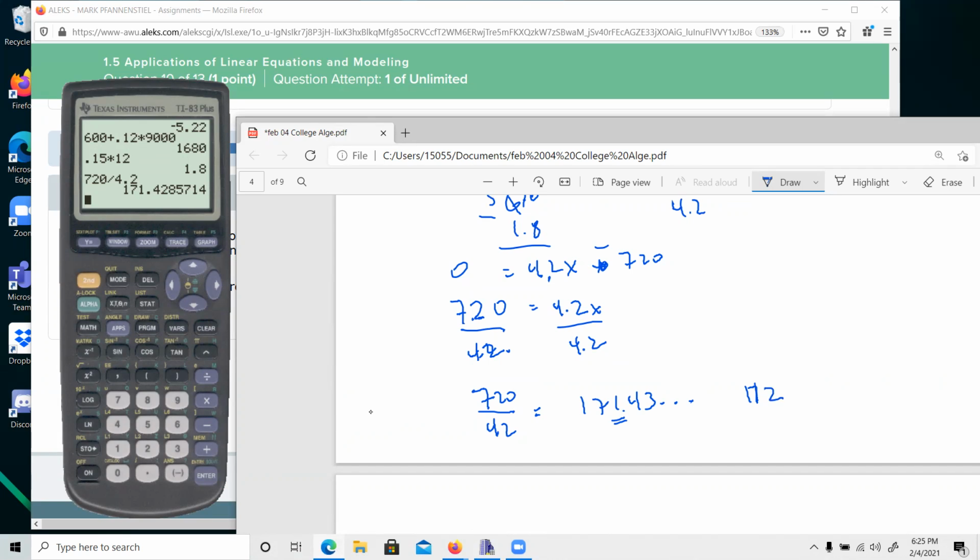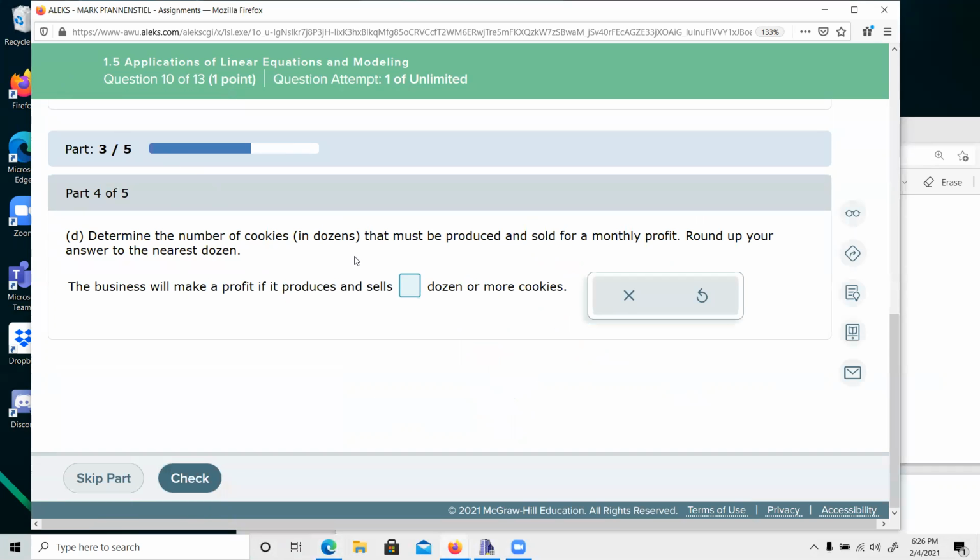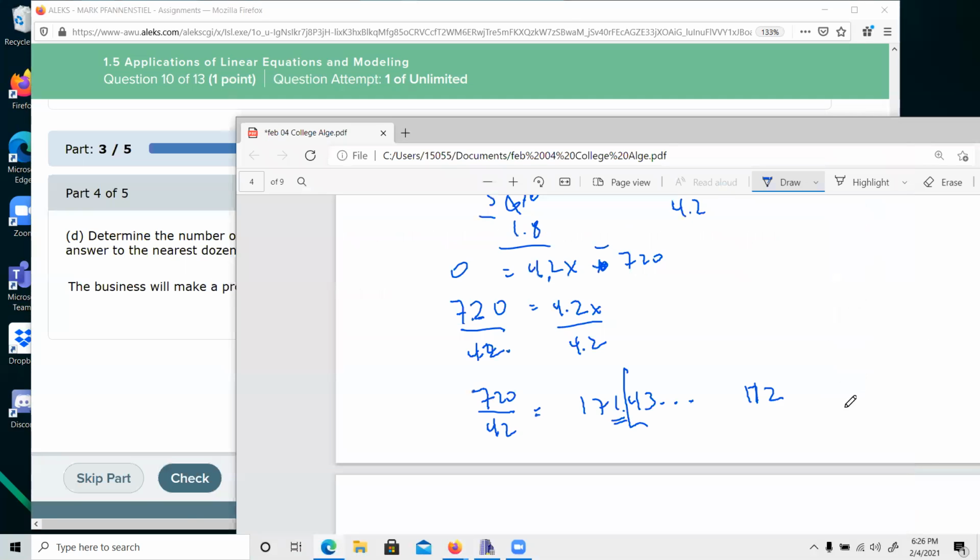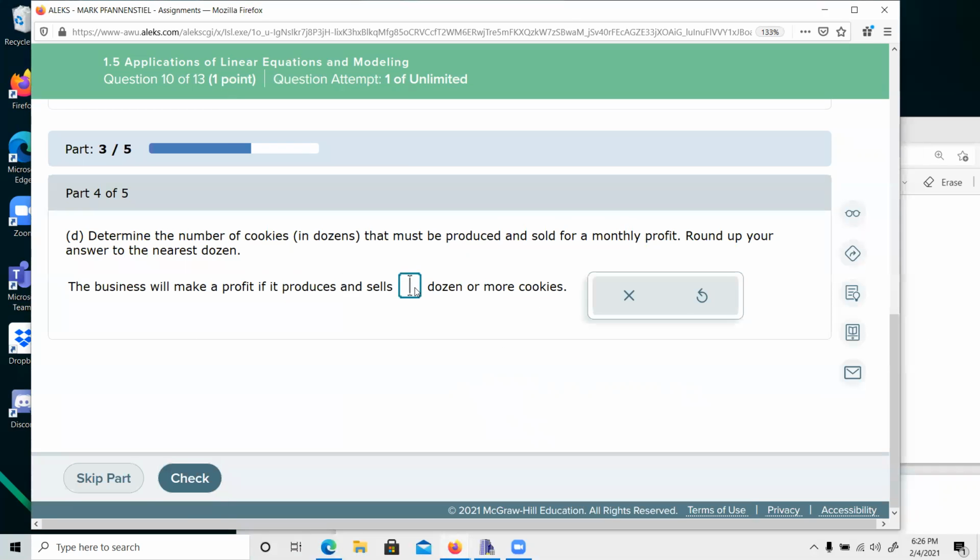We're selling cookies and we got to break even. 170 ain't going to cut it. 171 ain't going to cut it because we're still a little short. The way this is usually written, we have to be a little bit over for it to count as break even. So we need 172.